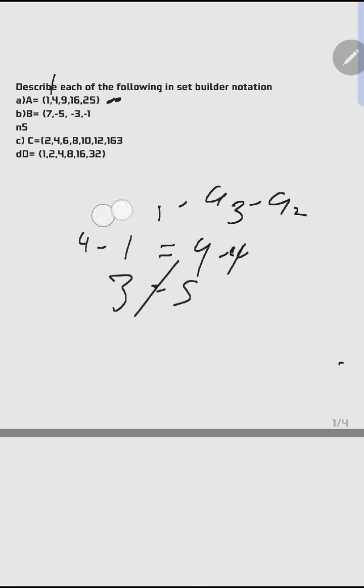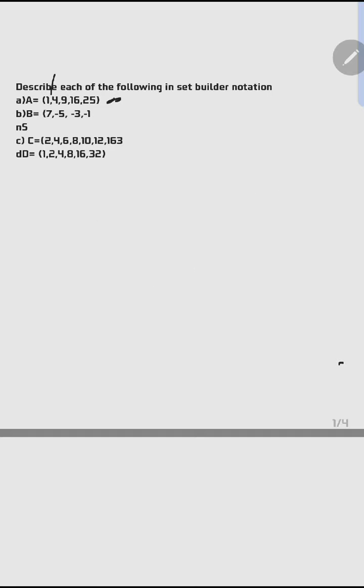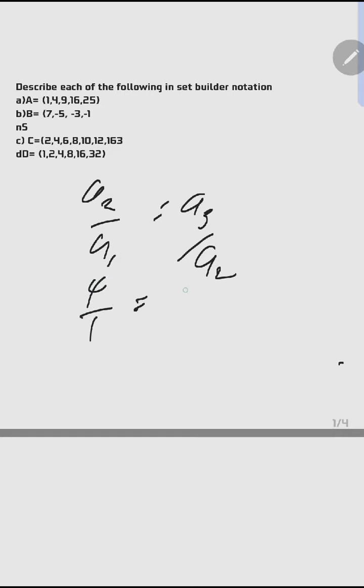So if it is not an AP, let's try out a GP. A GP is A2 over A1 equal to A3 over A2. Let's try 4 over 1 has to be equal to 9 over 4. Even with common sense, these can never be equal to each other, so it's also not a GP. AP has refused and GP has refused, so let's try using common sense.